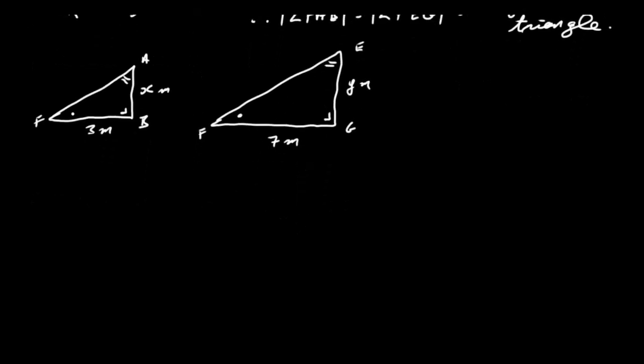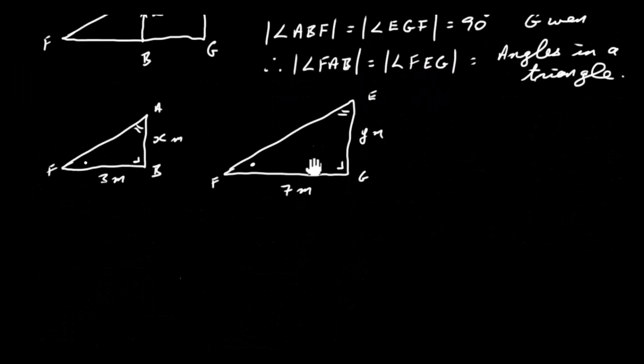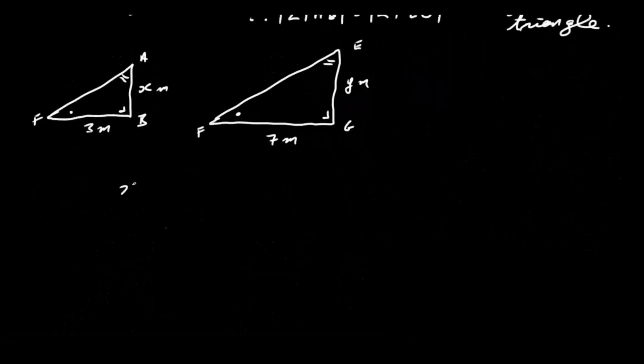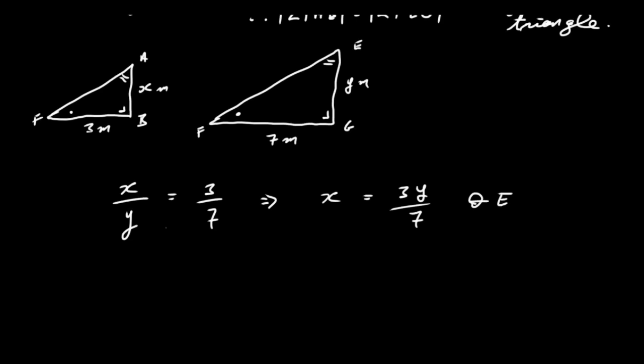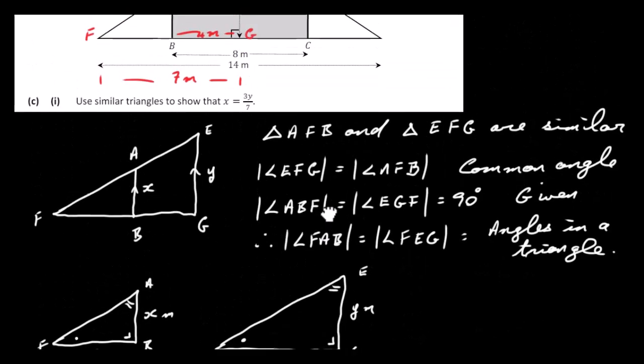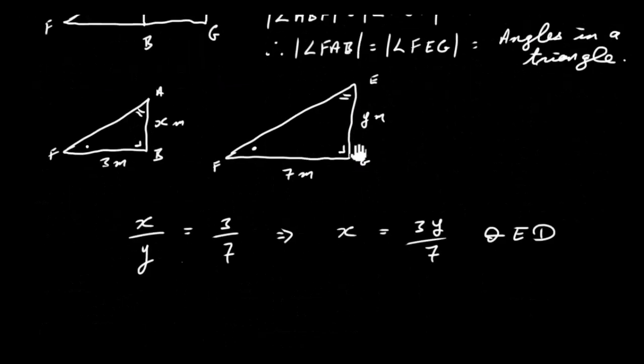Okay, so let's just use similar triangles to show that x is equal to 3y over 7. So we can say x over y is equal to 3 over 7. So in other words, this side divided by this side is going to be equal to this side divided by its corresponding side, which is this side here. And we can just multiply across by y, which gives us x is equal to 3y over 7. And that's it. I think that's all we were asked to do.